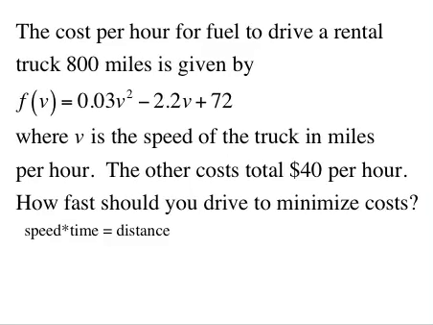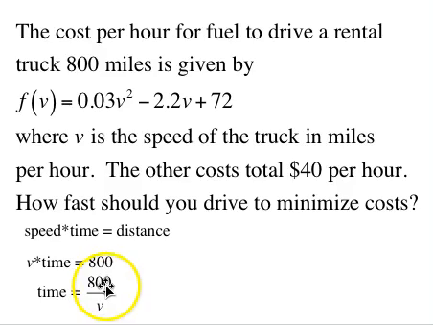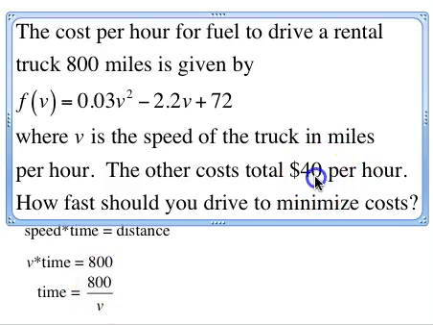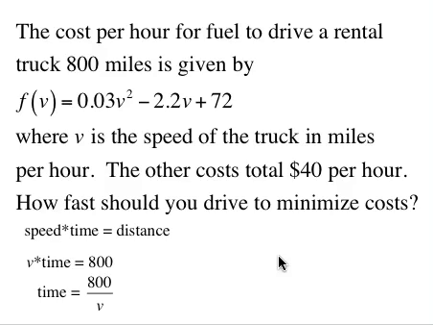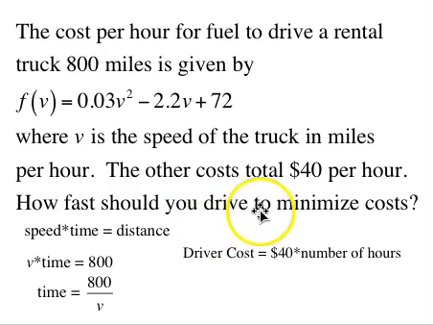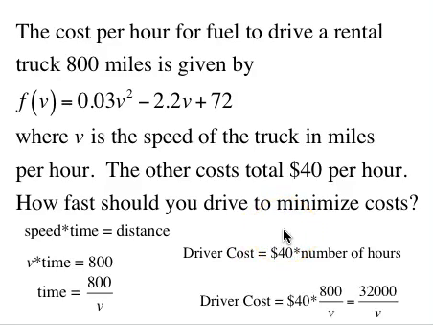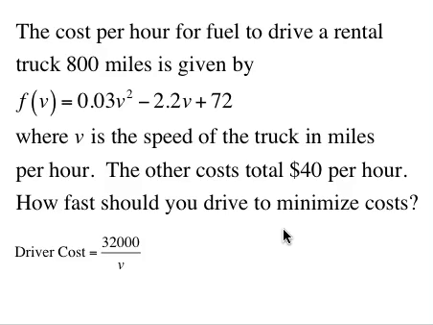Speed times time equals distance. Our speed is v, and our distance is 800 miles. If that's the case, our total number of hours, our time, is 800 divided by v hours. So we have our fuel cost per hour times number of hours. We have our driving cost per hour, $40 an hour times number of hours, to get our total cost. So driver cost is $40 times number of hours, $40 times 800 over v, or 32,000 divided by v is our driver cost for this trip.